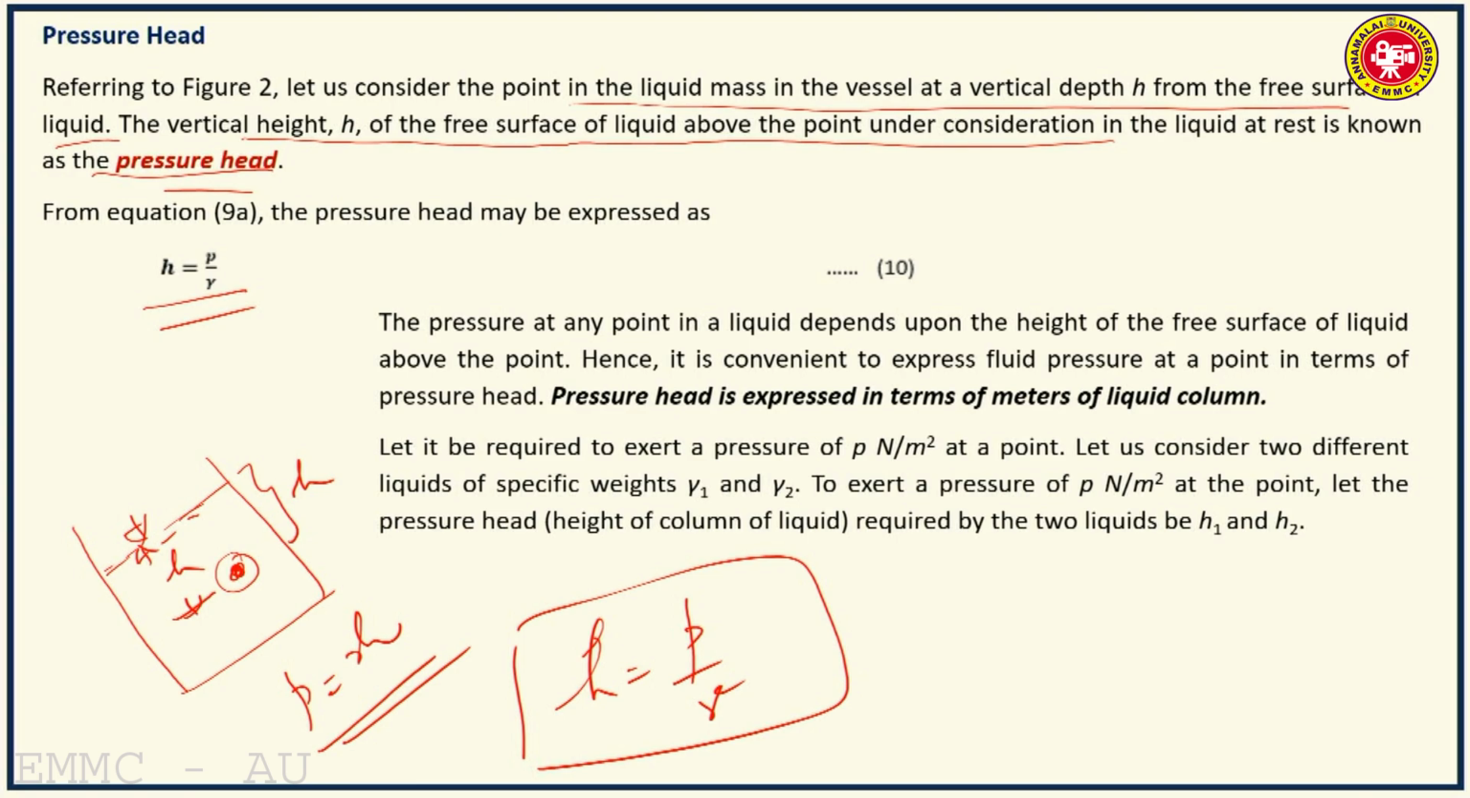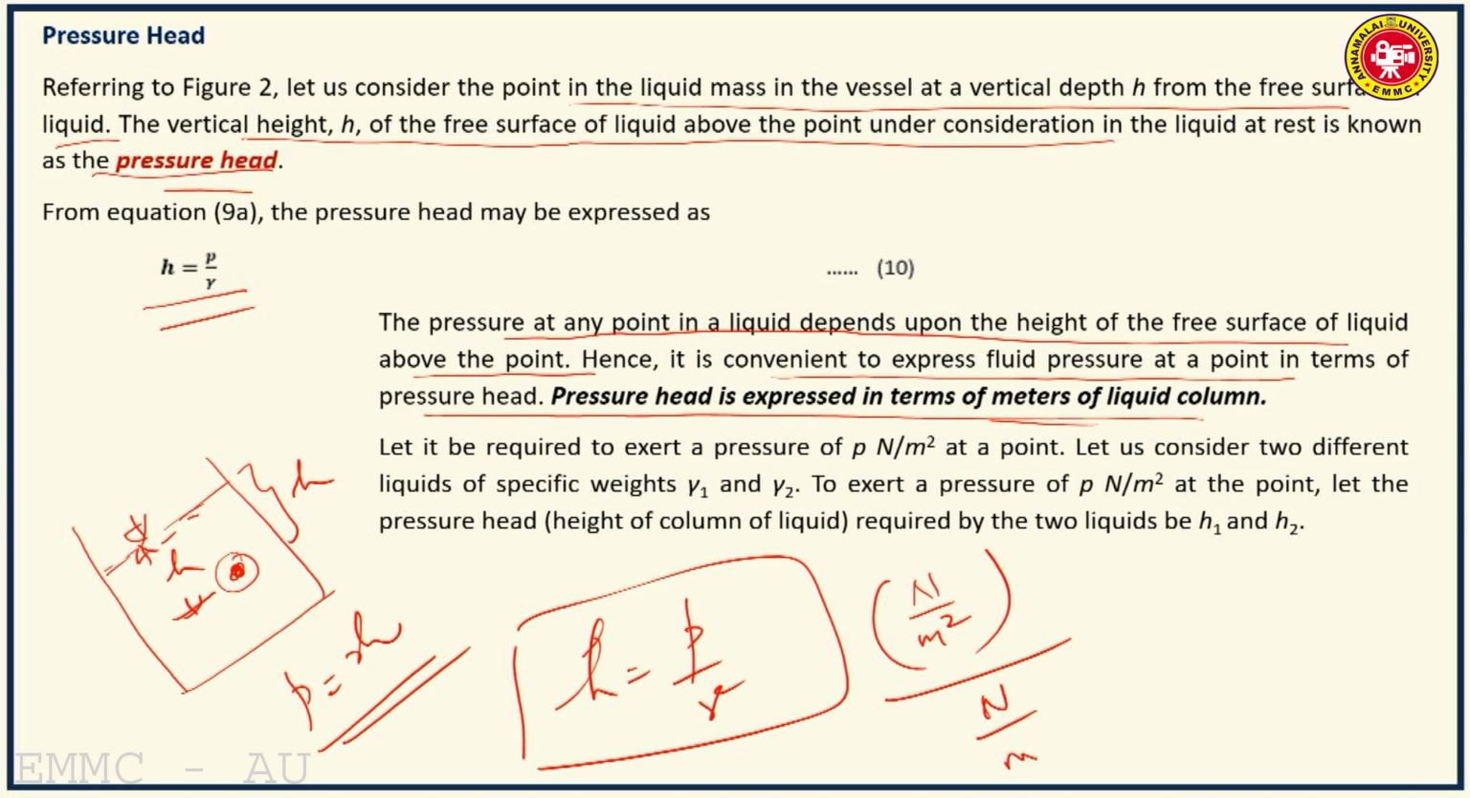So the pressure at any point in a liquid depends upon the height of the free surface of liquid above the point. So it is convenient to express fluid pressure at a point in terms of pressure head. So pressure head, the unit is meter. How? P is in Newton per meter square and gamma is in Newton per meter cube. So this Newton and this Newton will cancel each other, then you have meter cube by meter square, that is meter.